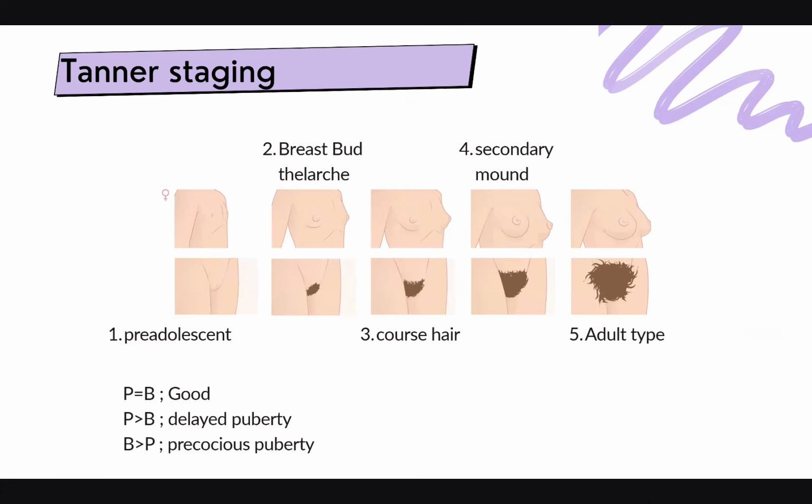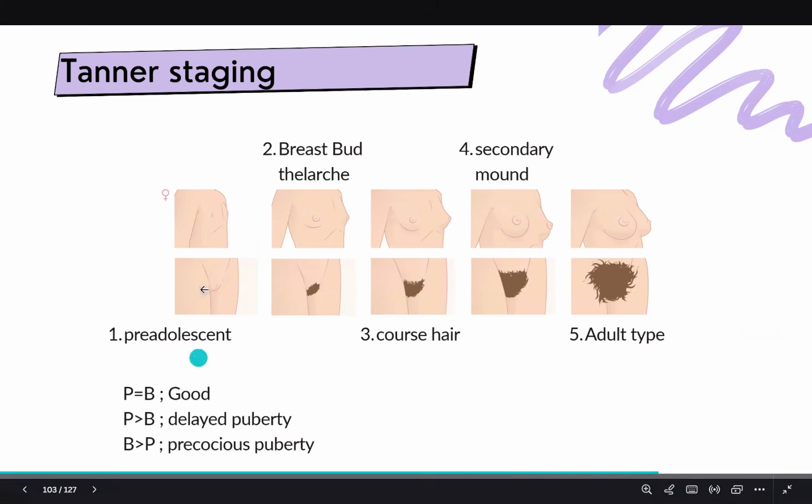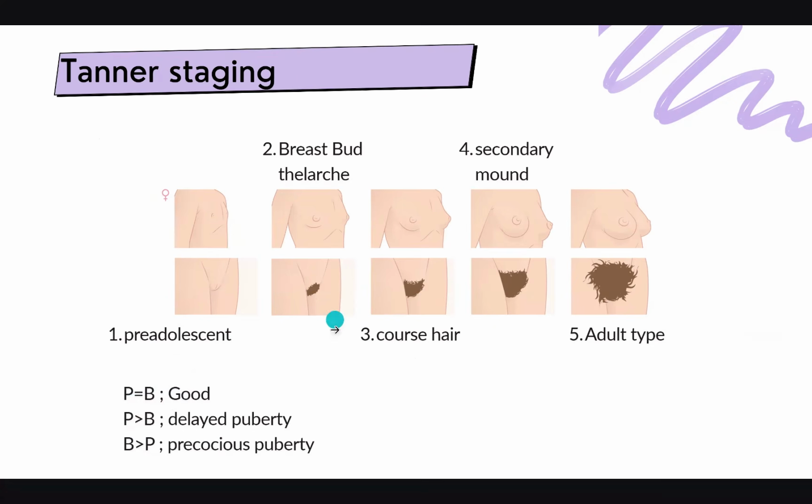Now, the next thing is Tanner staging. Tanner staging has 5 different stages, and covers the breast development and the pubic hair. Breast development is denoted with B, and the pubic hair is denoted with P. The first stage is pre-adolescent, where nothing is there, they look normal. The second stage is when a small bud or breast bud develops, and there's fine hair in the pubic area. The third stage is when there's coarse or curly hair. The fourth stage is when there's a bigger mound, and again the hair growth continues. And the fifth stage is the adult type.